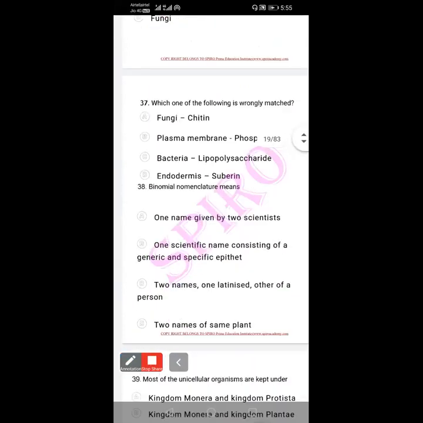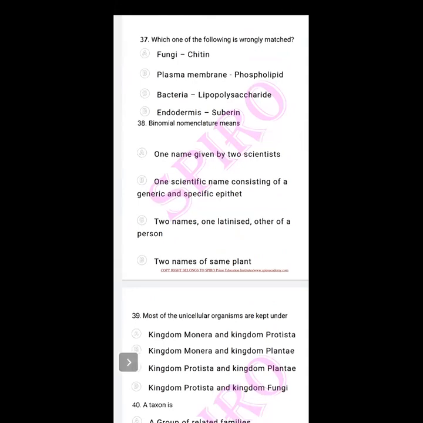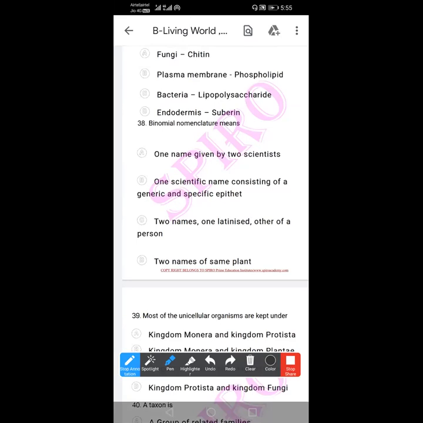Dear students, question number 37. Which of the following is wrongly matched? Fungi, chitin. Yes, the fungi cell wall is made up of chitin. Plasma membrane is made up of phospholipids. Yes, that is also a true statement. Bacteria, lipopolysaccharide. Its cell wall is made up of lipopolysaccharide? No. The bacteria cell wall is made up of peptidoglycan. It is a polysaccharide, we call it mucopolysaccharide. So the incorrect statement here is bacteria; it should be peptidoglycan. It should not be lipopolysaccharide. So the correct answer is option C.